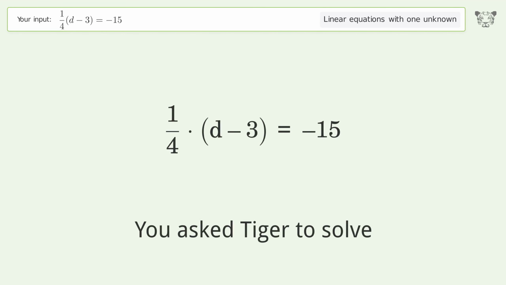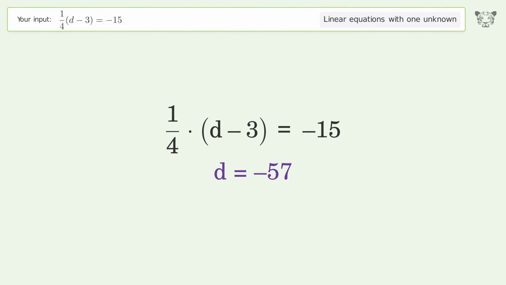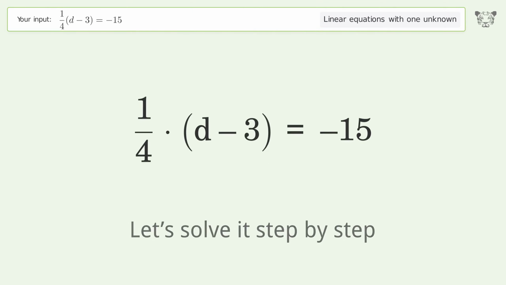You ask Tiger to solve. This deals with linear equations with one unknown. The final result is d equals -57. Let's solve it step by step.